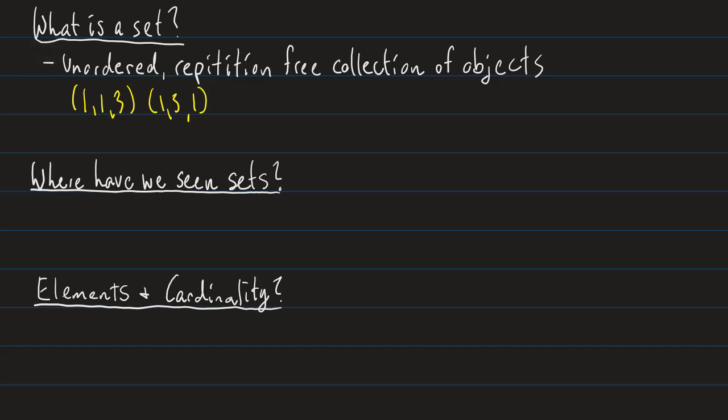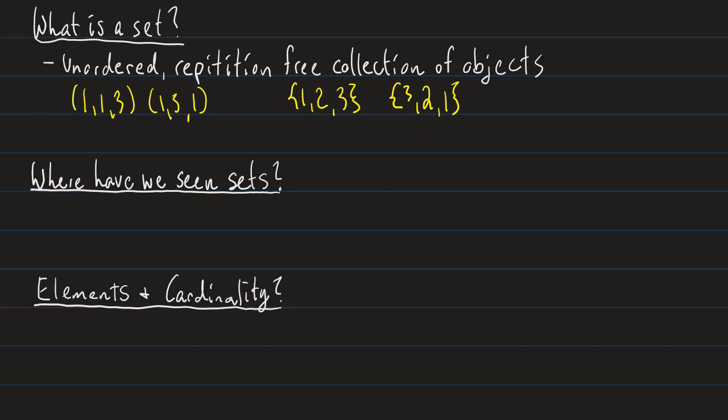So if we have a set like this, let's say we have the set {1, 2, 3}, and note for a set I used curly brackets instead of parentheses. There's no repetition, so we're all good. And then let's say the set {3, 2, 1}. They have the exact same elements, so it's the same set. The order doesn't matter with sets. Hopefully that makes sense.